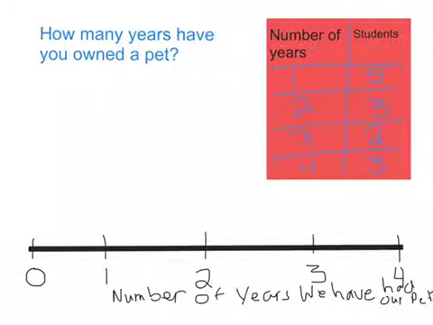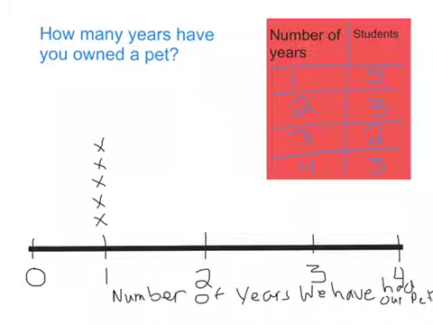So when we're representing this data, when we look back at our data set here, we have no results for 0 years. So we're not going to put anything on top of the 0. But for 1 year, we have 5 students who have owned their pet for 1 year. And how we show that is we make an X for each student. And we stack them on top of each other. So it kind of looks like a bar, like it's going up vertically, but it's a different way of representing that information.